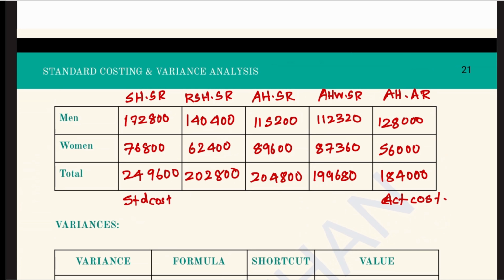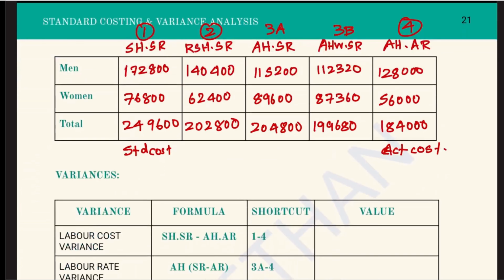Now, similar to material cost variance, I have to take the difference between different columns. So this is my 1, this is 2, this I'll call 3A, and this is 3B, and 4. The labor cost differences are almost the same as material, except for 1 or 2. So first, labor cost variance is given by standard cost minus actual cost, which is 1 minus 4. 249,600 minus 184, so that will give me a value of 65,600.